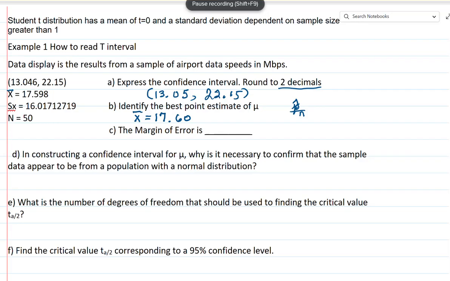The margin of error. Okay, here's our first formula. What you're hearing is my dog Sadie eating her food loudly. Sorry.